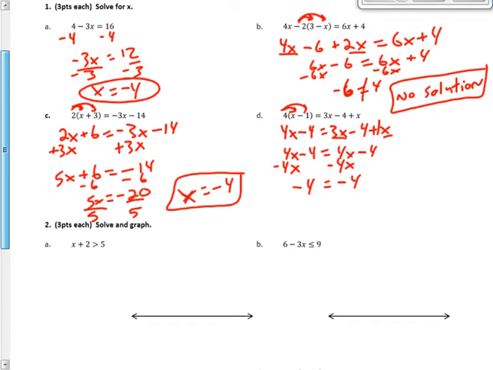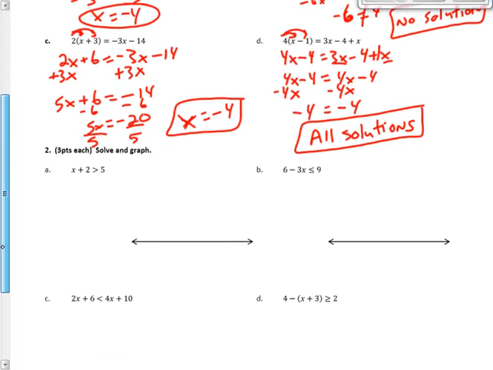Okay, so then this actually is all solutions. I can take any number that I want to and plug it into that equation, and it'll come out and give me an answer.